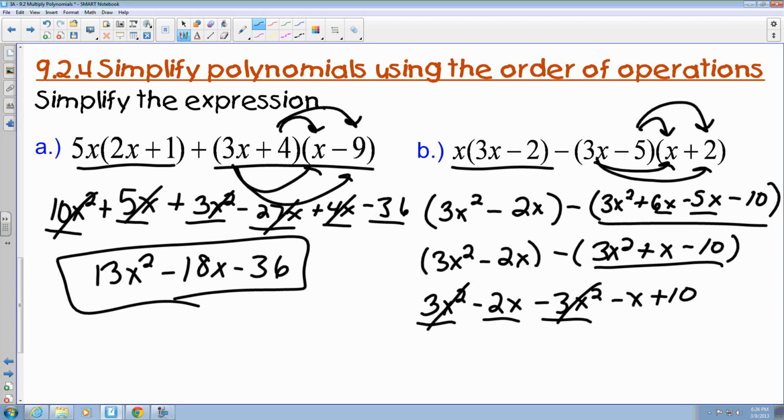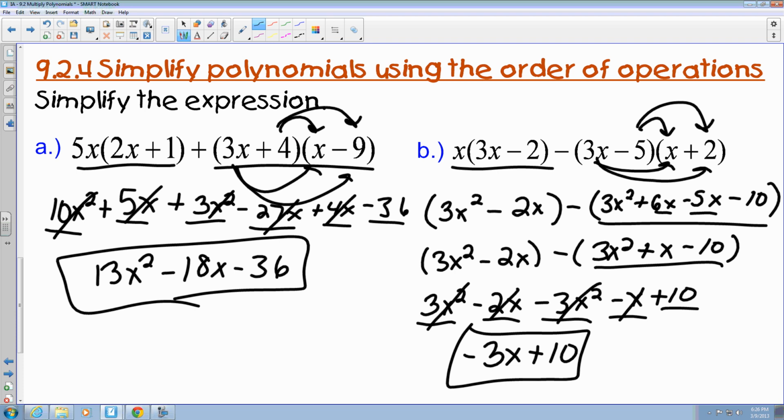I have a negative 2x minus x, which will give me a negative 3x. So I cross those out, and then all I'm left with is 10. So I'm just going to write in the plus 10. Okay.